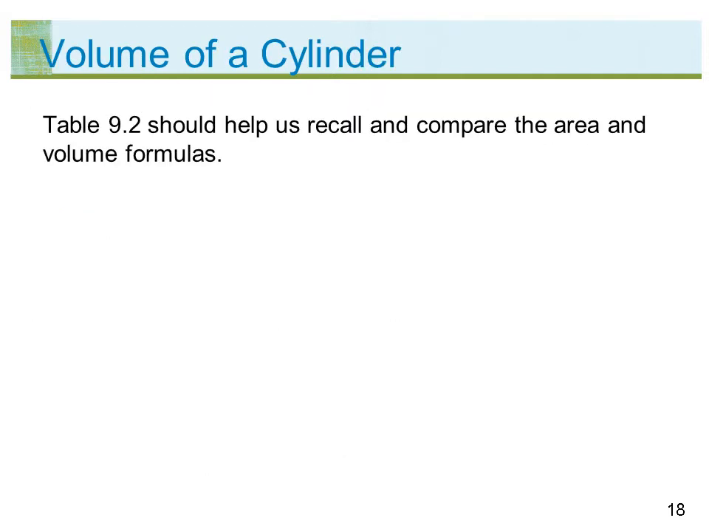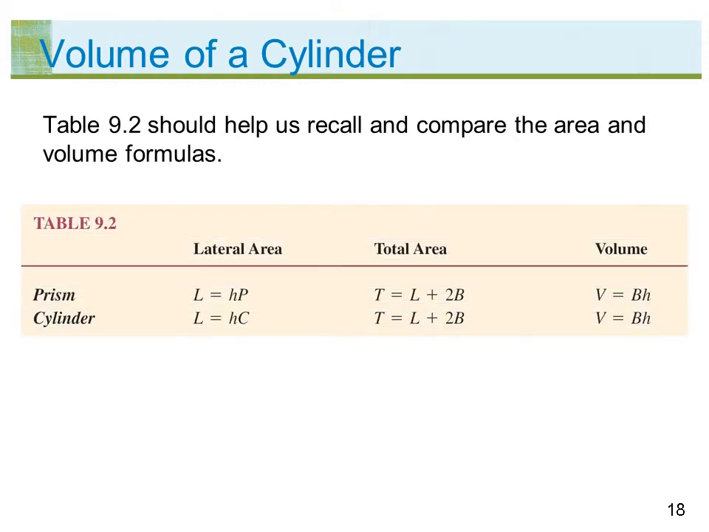Table 9.2 should help us recall and compare the area and volume formulas. Table 9.2. Prism: lateral area is L = h times P. Total area, T = L + 2B. Volume, V = Bh. Cylinder: lateral area is L = h times C. Total area, T = L + 2B. Volume, V = B times h.